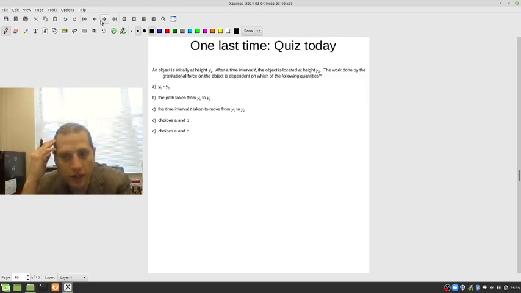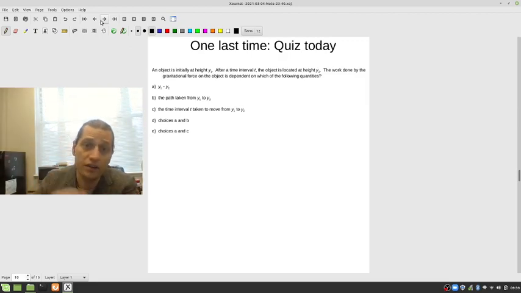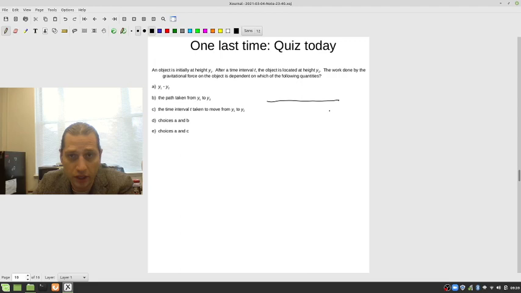Okay, so here's our last one for today of these quiz questions. Let's say that you have an object that's initially at height y1. After a time interval t, the object is located at a height y2. Okay, so here's y1. Let's say that our object is dropping. That doesn't matter. We can think of it either way. And it takes some time. This is at y1, and there's a time interval t between these two heights.